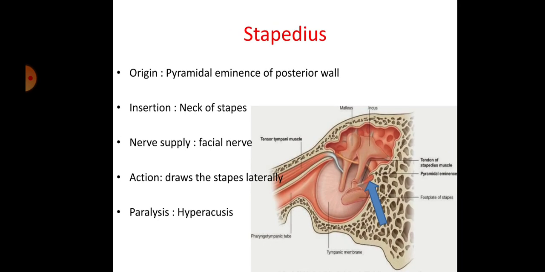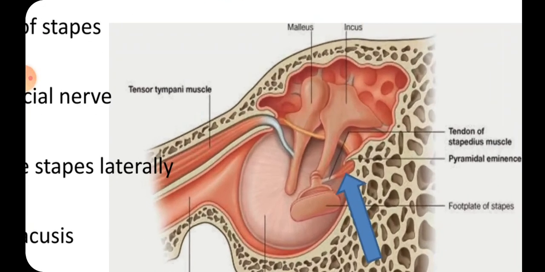And this is supplied by the facial nerve. Action: the main action of the stapedius muscle is to draw the stapes laterally. When sound waves fall on the tympanic membrane, these bones vibrate. When these ossicles vibrate, the footplate moves inside the internal ear. Once it is inside the internal ear, who is going to drag it back? It is dragged back, or held back, by this muscle.